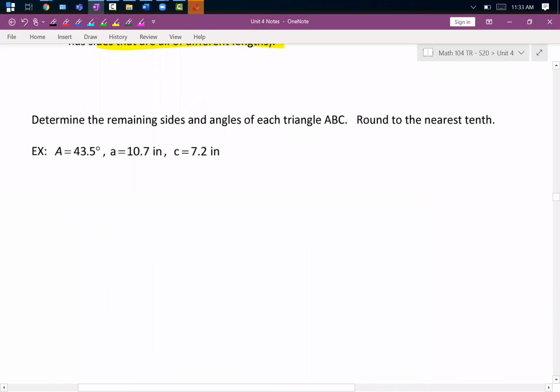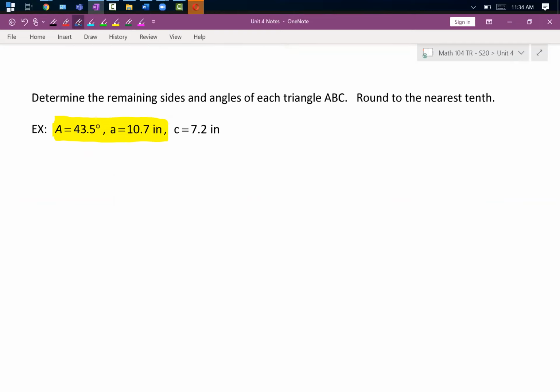So we want to solve the triangle, which is the same as saying determine the remaining sides and angles of each triangle. We'll round each answer to the nearest tenth. I see a known pair, so that tells me law of sines right away. But I only see one angle, so this tells me it might be the ambiguous case. I'm going to have to watch out. But I'm going to start it like normal.